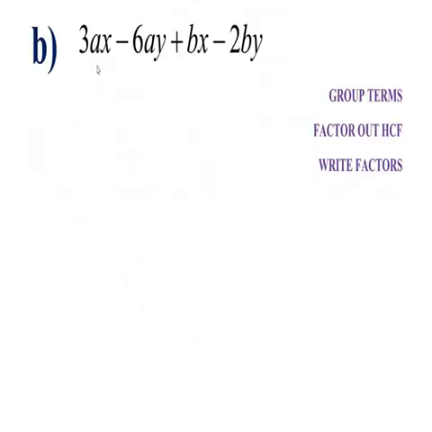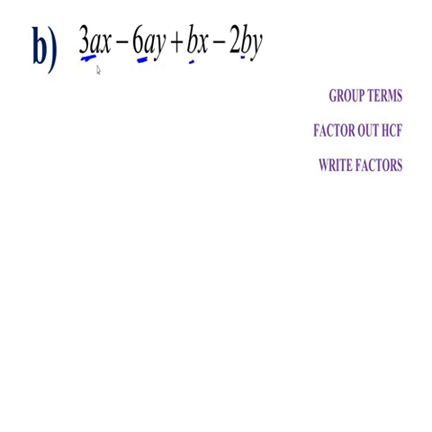In our next example, we have 3ax minus 6ay plus bx minus 2by. Now, let us see if we can identify common factors in the first 2 terms and common factors in the last 2 terms. In our first 2 terms, we have 3a and 6a. So 3a can go into 6a, so those have some common factors. Then over here we have bx and 2by, so we have b common to both.